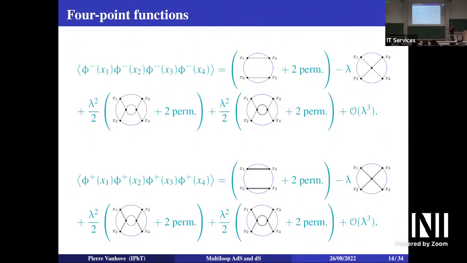you can actually draw your 4-point correlator where x1, x2, x3, x4 are on the boundary. Then you can either connect this one with this one, this one with this one, and there are all the possible permutations. Or you can have a bulk interaction, which is the cross diagram, or you can have a one loop, which is given by this, where this is the same field phi plus that propagates in the bulk and then runs in the loop.